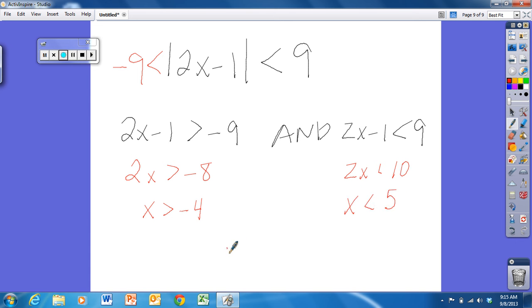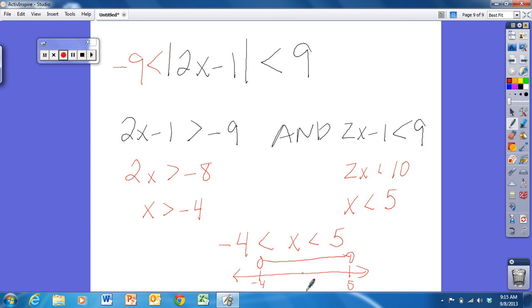So your answer is x is greater than negative 4 and less than 5. So we would write it like this. Negative 4 is less than x is less than 5. Or on a number line, we would say negative 4, open circle, 5, open circle, connect the dots.